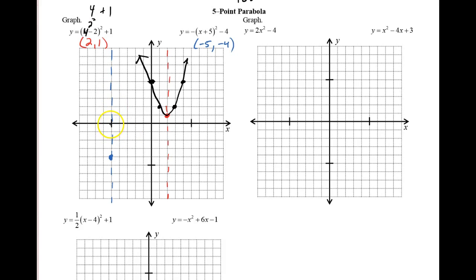So if I'm at -5, I want to plug in a point next to the vertex, so I'm going to plug in -4. If I put a -4 here, -4 plus 5 is 1. 1 squared is 1. But here, this negative on the outside makes it a -1. And so now -1 minus 4 gives us -5. And so we know that the graph opens down, so our next point should be going down.